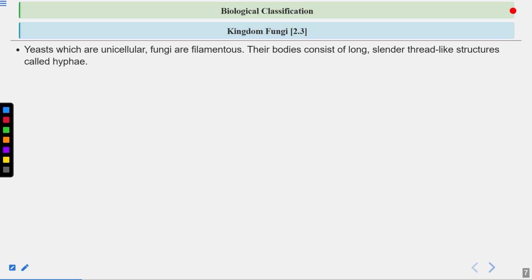Remember, yeast are unicellular, so there are exceptions. Yeast is an exception. Mostly the fungi are multicellular, but yeast is unicellular. And it is a unicellular eukaryote which belongs to kingdom fungi. Now let's talk about the body of the fungus. So fungus consists of thread-like structures known as hypha, and the network of hypha is known as mycelium.